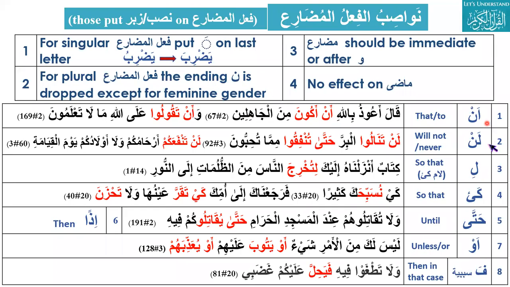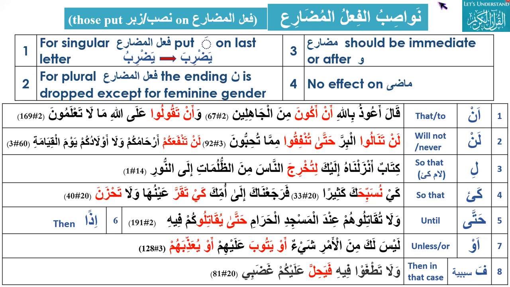Go ahead. An, lan, li, kay, hatta, aw, fa sababiyya. Sababiyya means reason. And there is one more, you are missing one thing. That is idhan. Okay, say again, please. An, lan, li, kay, hatta, idhan, aw, fa sababiyya. Okay, so they are nawasibul fi'l al-mudari.